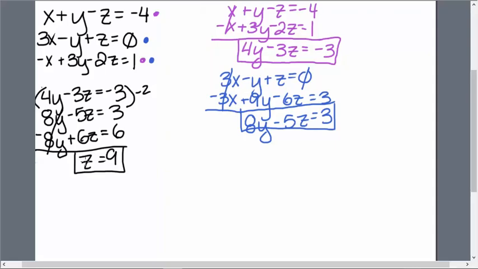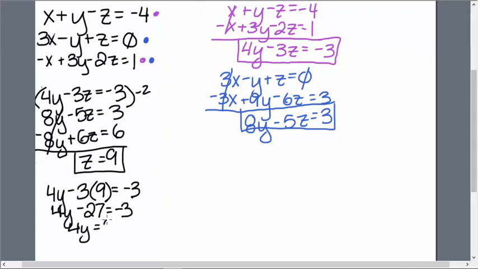So what I'm going to do is take this and plug it into either of the two equations that I got after eliminating one of the variables. I'll go ahead and plug it into the first one. So I have 4y minus 3z, but I know what z is. I know that z is 9, is equal to negative 3. Now I'm going to do some quick math here. 4y minus 27 is equal to negative 3. If I add 27 to both sides, I'm going to get that 4y is 24, and therefore that y is 6.